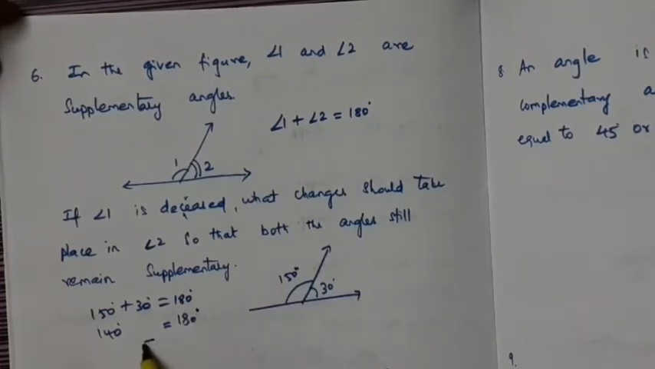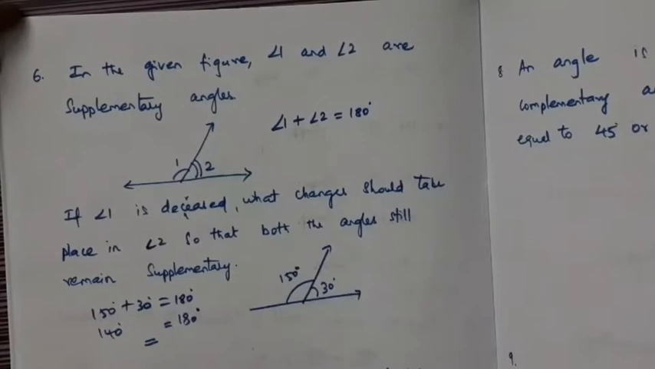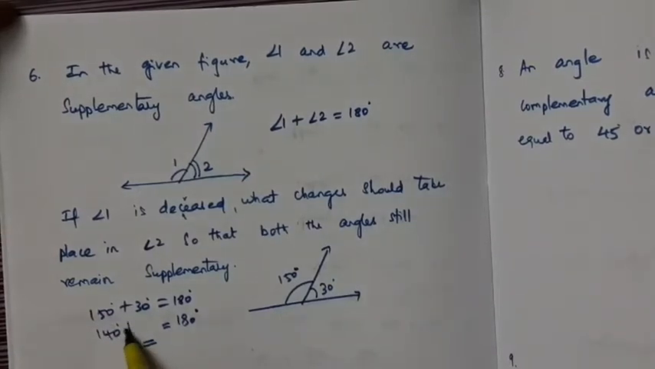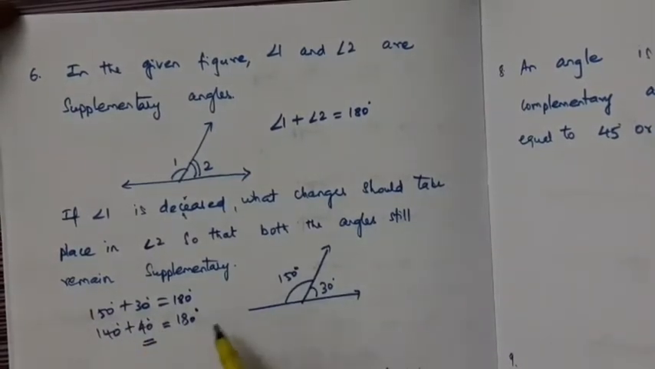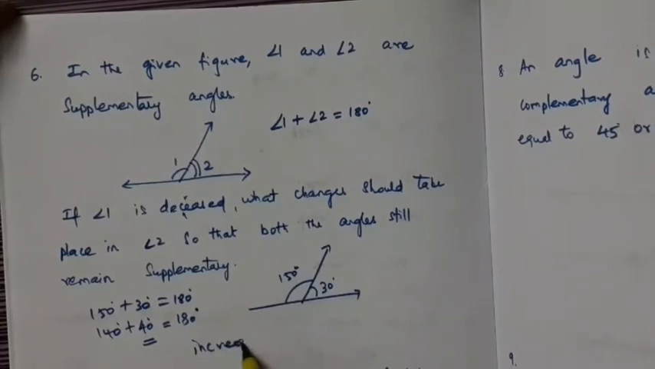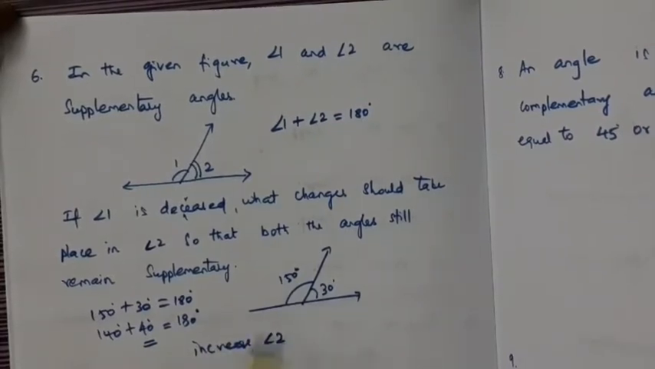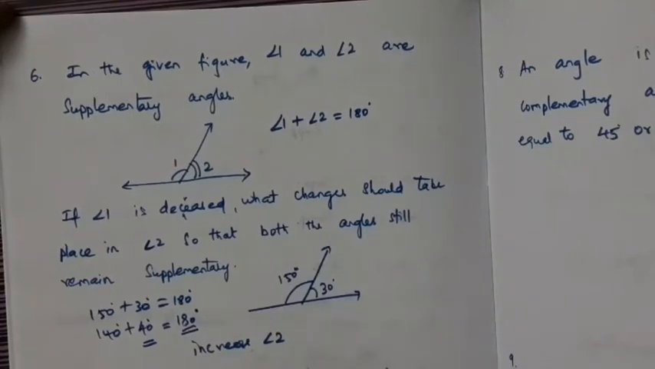Then what I should do to this angle 2? So what you will do? I decreased so that I have to increase here. So what I should do? Increase angle 2. So that still you will get a 180 degree. The angle remains supplementary.